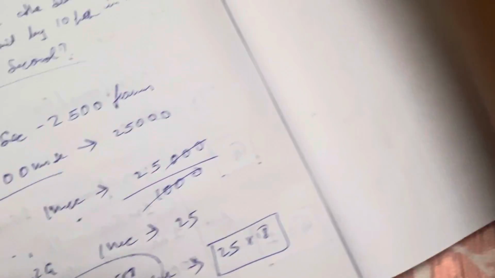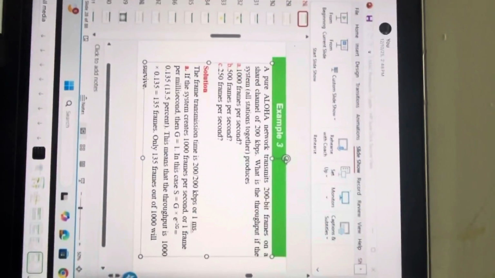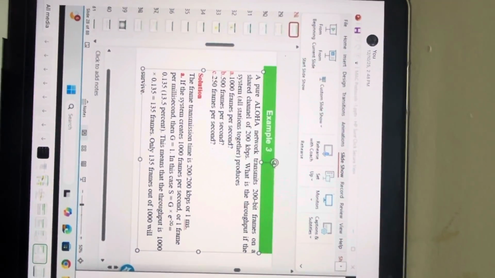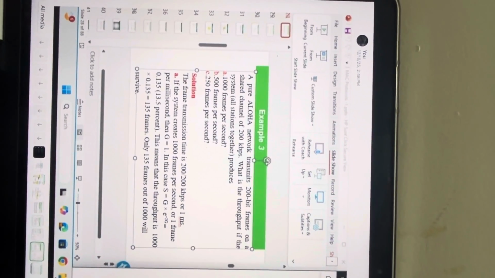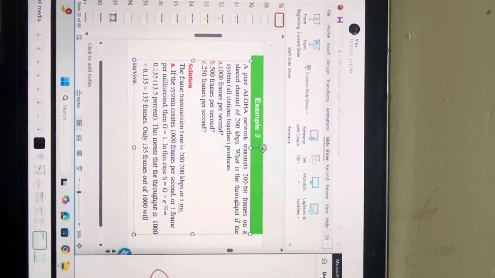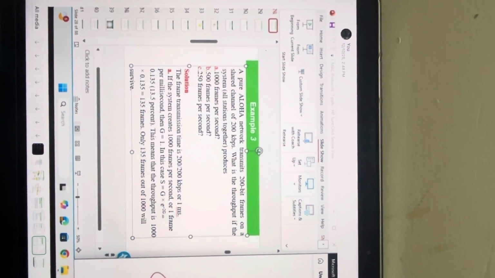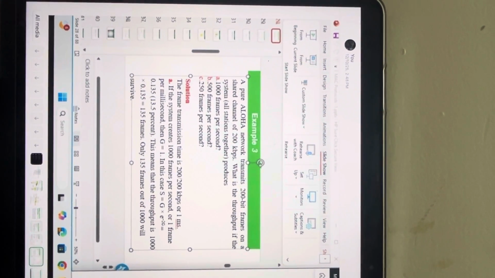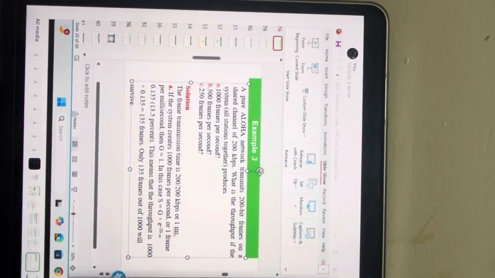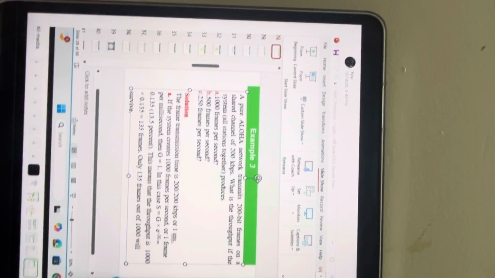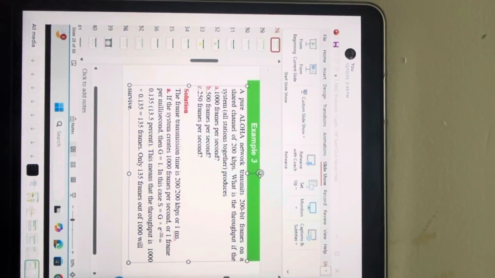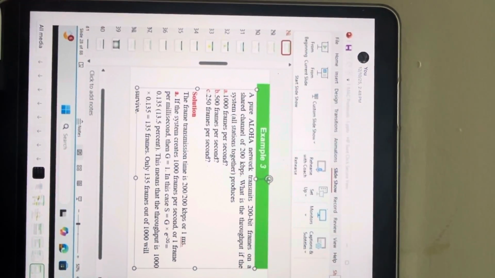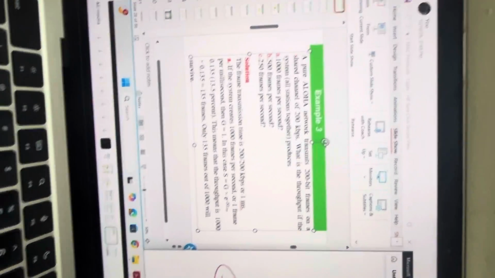So this is how the question is being asked. Let me show you how the question will be asked. See, this is how the question will be asked. Okay, a pure Aloha network transmitting 200-bit frames on a shared channel of 200 kbps. What is the throughput if the system, all stations together, produces 1000 frames per second, 500 frames per second, 250 frames per second, and whatever we have given, so it is going to be the same. So it is given per second. If it is given 18 seconds, you have to just multiply, as I've shown you.